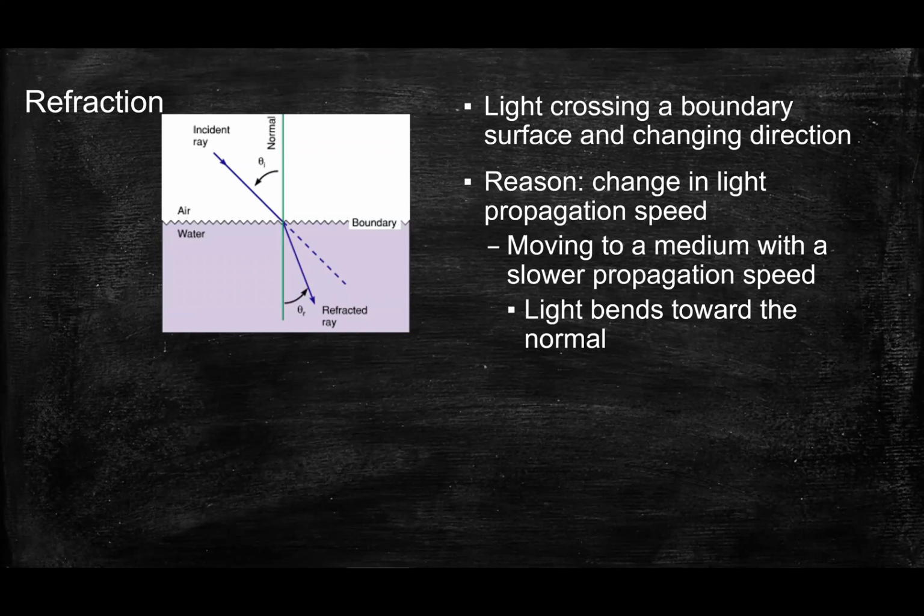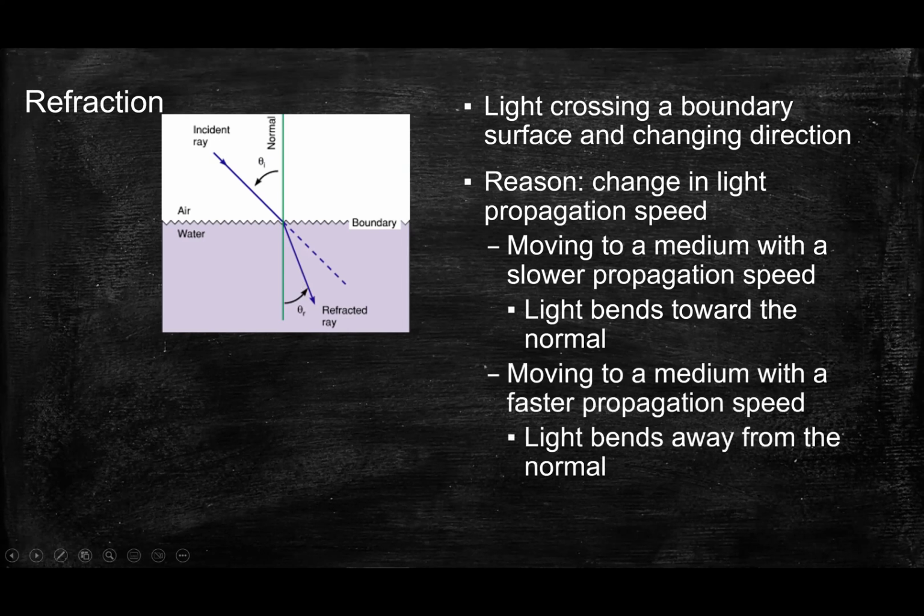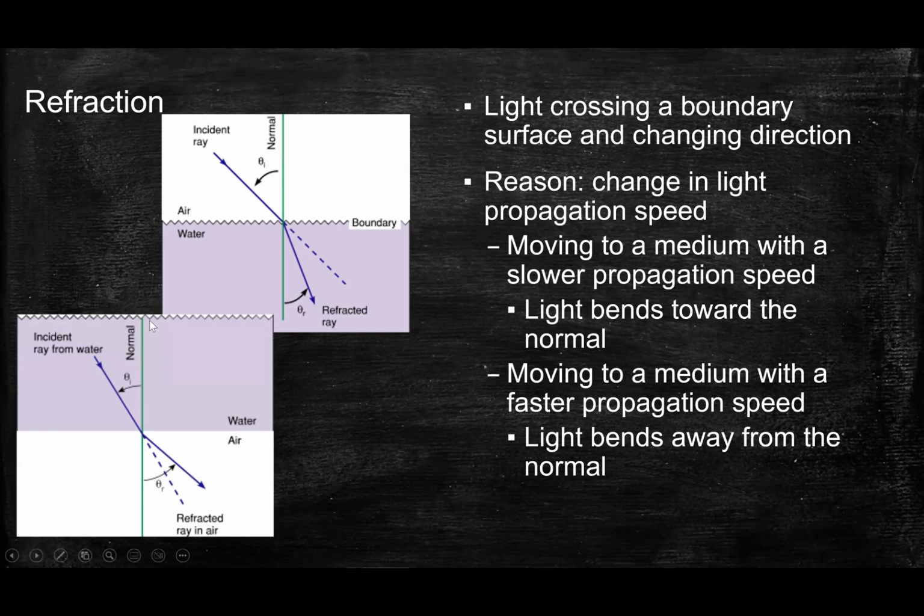So when we're going from one material to another, and the speed of that wave is slower in the other material, it bends towards the normal, as we see here. The reverse happens if we're going from a material to one where it's faster in the new material: the light is going to bend away from the normal.